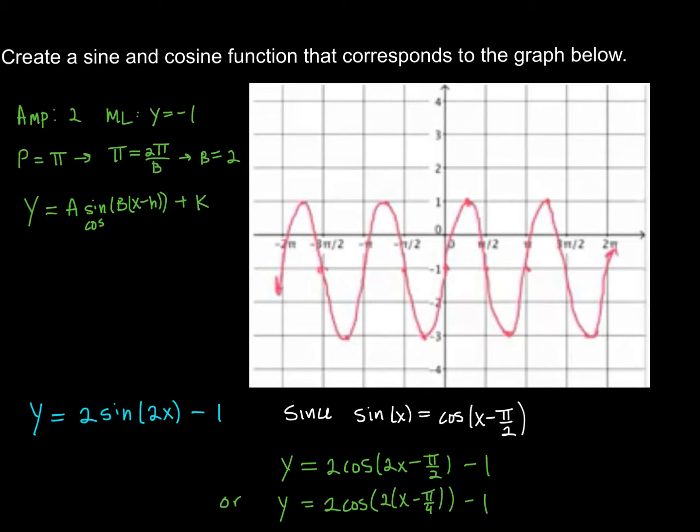So this distance is pi. Another way to see it is that the distance between the midline intersection here and the one that's 3 to the right is pi, or 2 to the right, I guess, is pi. And so that's another way to see the period, which is pi. Now, because the period is equal to pi, and we know that the period is 2 pi over b, we can solve for b. So pi is equal to 2 pi over b.